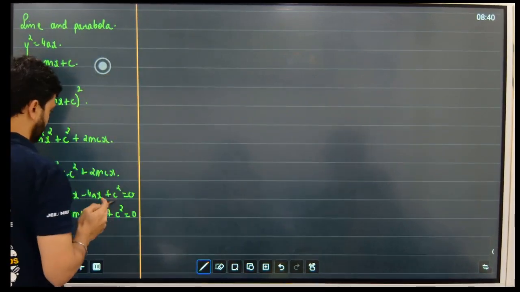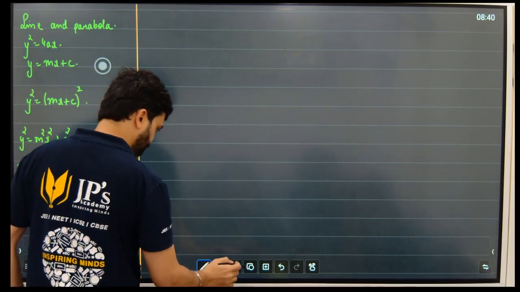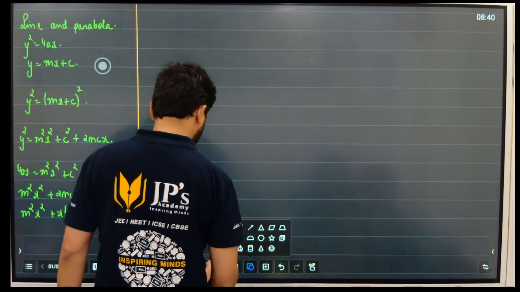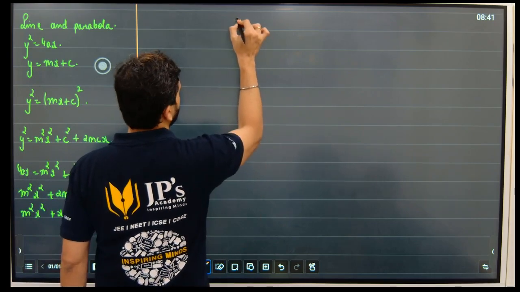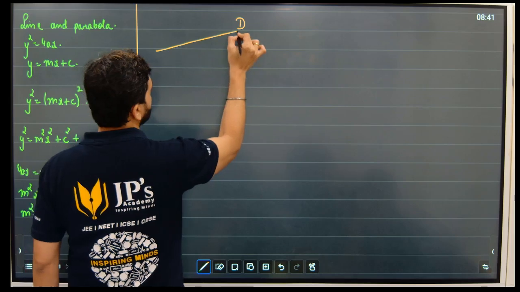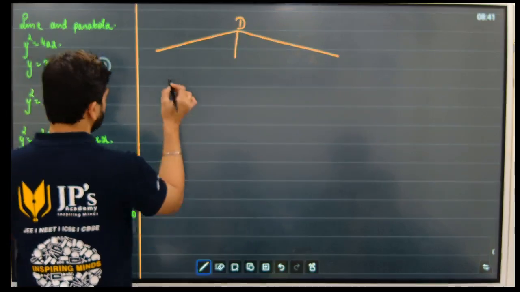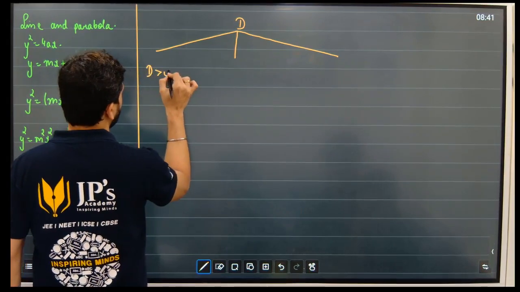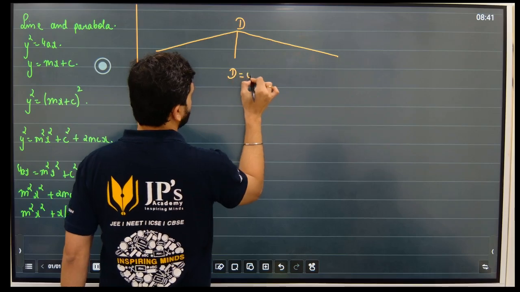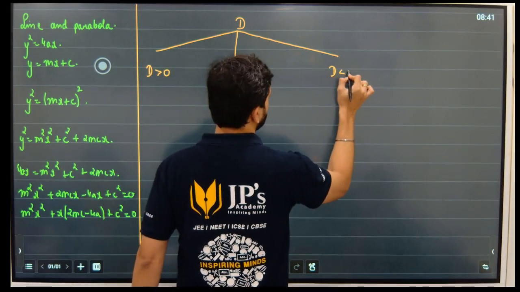part rehta hai where I find the discriminant. So here will come the important part for the discriminant. Ab discriminant ka 3 condition hai. The first condition is when discriminant is greater than 0, when discriminant is equal to 0, and when discriminant is less than 0.